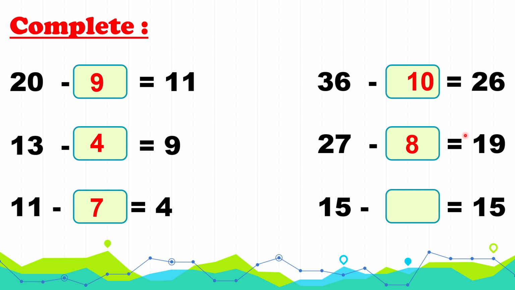Last one, 15 minus what equals 15? Okay, what is the smallest number here? They are the same, and when they are the same, the missing addend or subtrahend is 0, because you didn't subtract anything. I have 15 and I still have 15, so I subtracted 0.